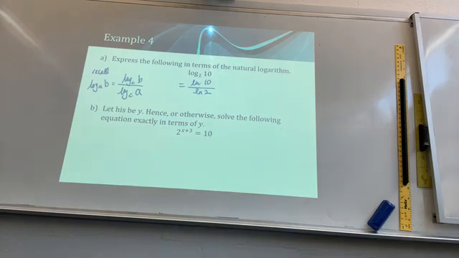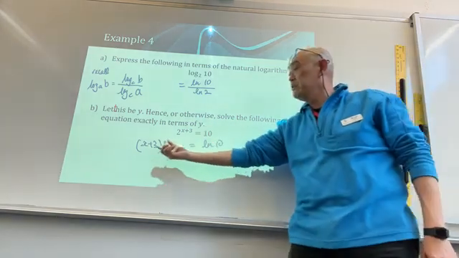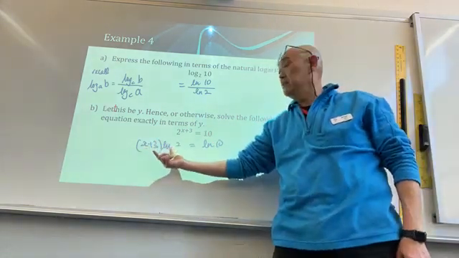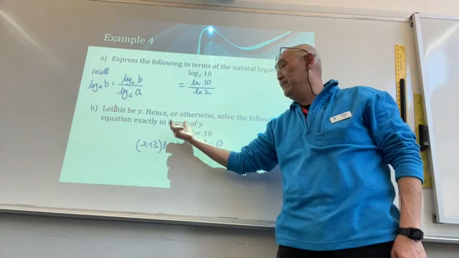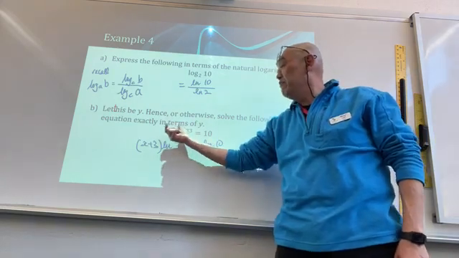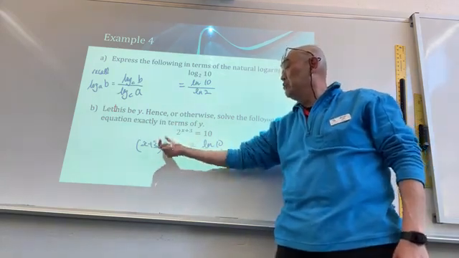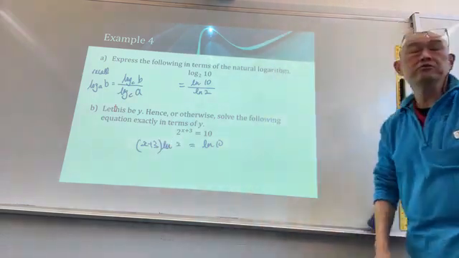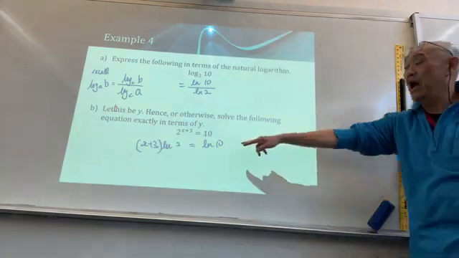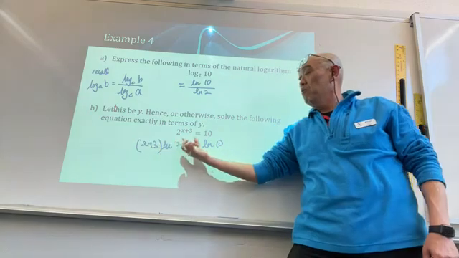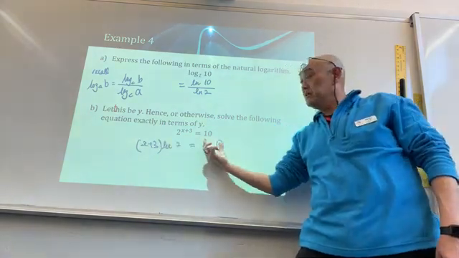Now, if you're not using a calculator, let this be y. If you take log of both sides, you can rewrite this, taking ln of both sides, as x plus 3 times ln 2 equals ln 10. So that is constant, that's constant.